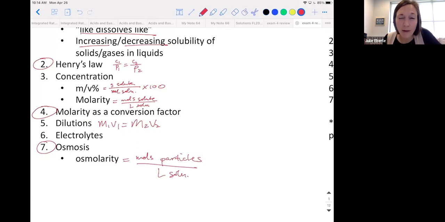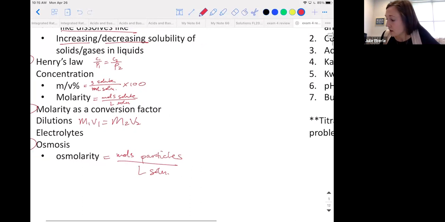So you have to ask yourself, will my compound break apart into any particles, ions? If it won't, then your molarity is your osmolarity. If it does, you just multiply your molarity by the number of particles you would get in solution. If it's 3 ions or 4 ions or 2, you just multiply it by the number of particles that you would get. Okay. All right, that's chapter 9.